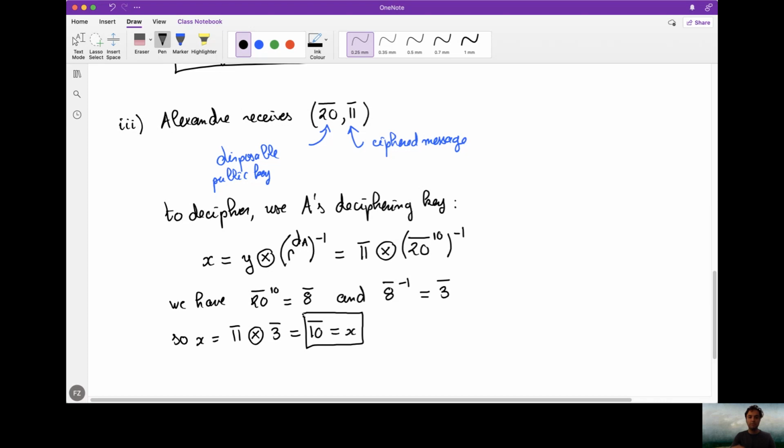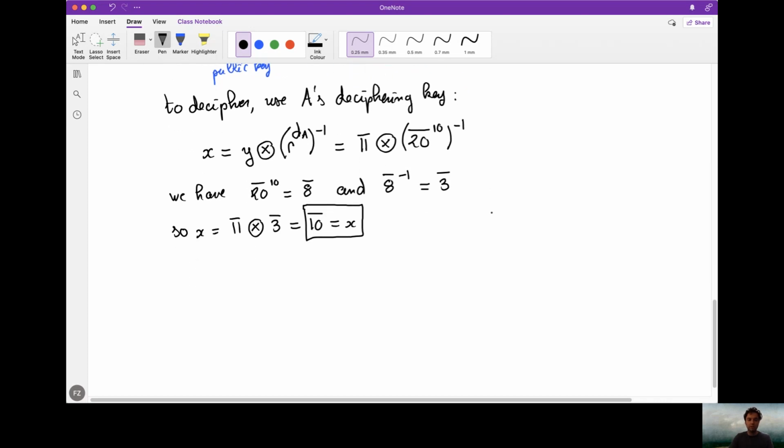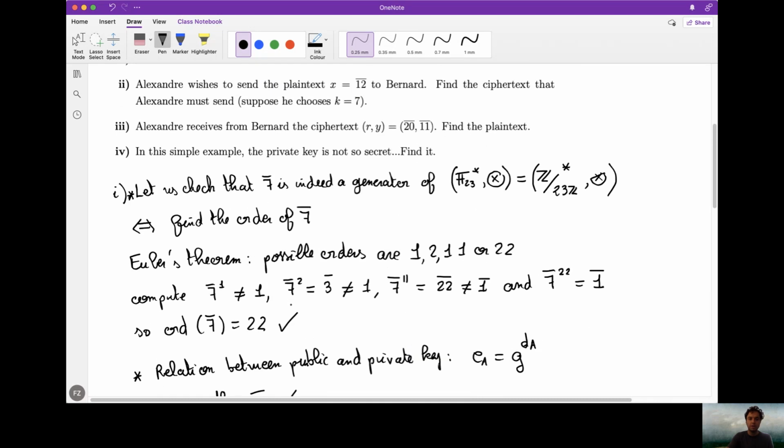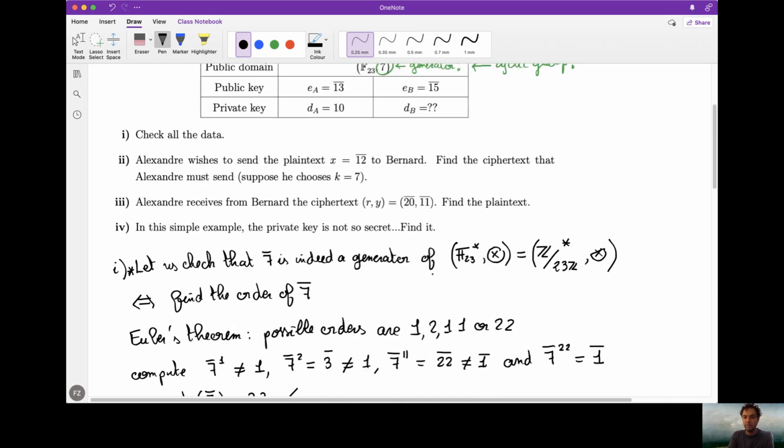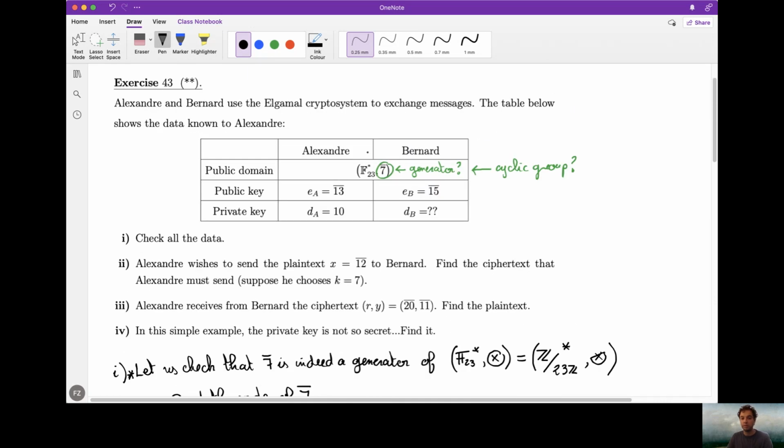was 10, okay? Good. And now let's finish the exercise with question 4. And question 4 of the exercise here, it was in the simple example, the private key is not so secret. Find it, okay? So normally remember that the secret of DB is protected by the difficulty to solve the discrete logarithm problem, okay?